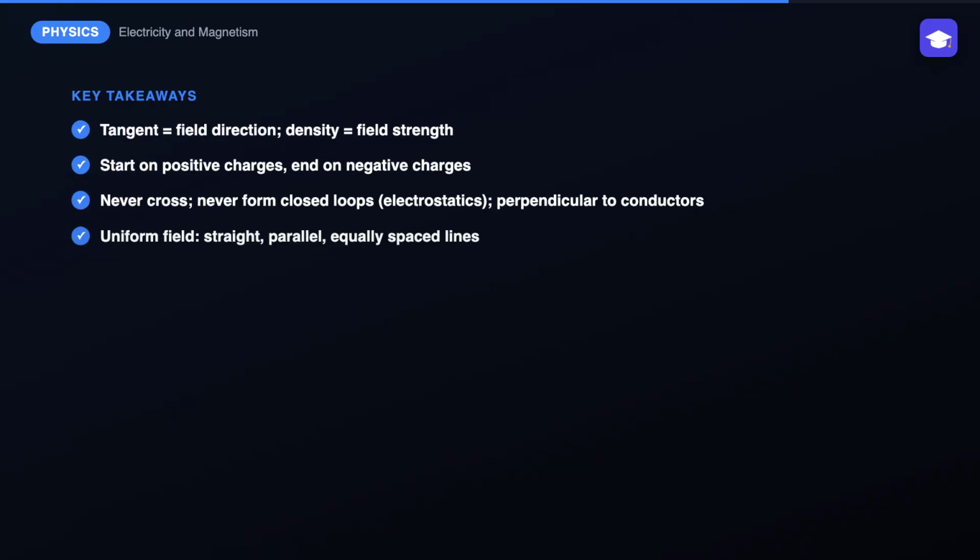Electric field lines show field direction via their tangent and field strength via their density, always originating from positive charges and ending on negative ones. They can never cross, never form closed loops in electrostatics, and always meet a conductor's surface perpendicularly. Reading direction from the tangent, field strength from line density, and line count for charge magnitude, is the key skill this topic tests.